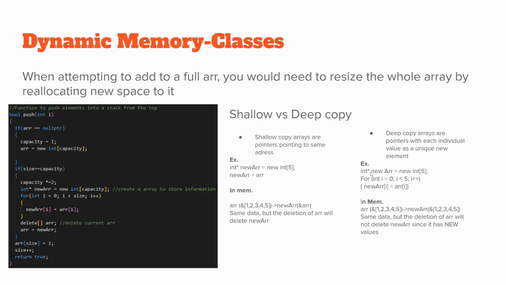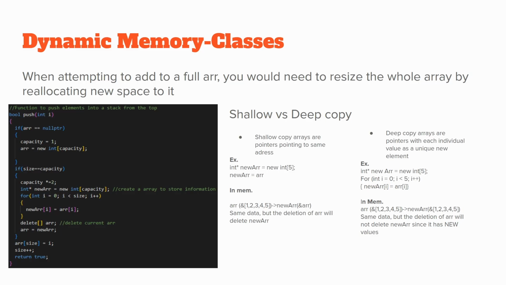So in this example, we declared a new array again. However, this time we've just made an iterator so that we iterate through every element of the array, and for each element of the new array, set it equal to that new element. So in memory, the array has a pointer to a list of variables, but a new array has a pointer to that same list of variables. However, each element is independent of the other one. So essentially, it's the same data, but the deletion of the old array will not delete the new array since it has new values.